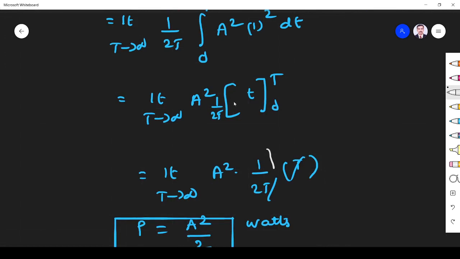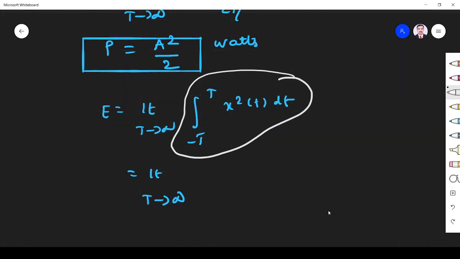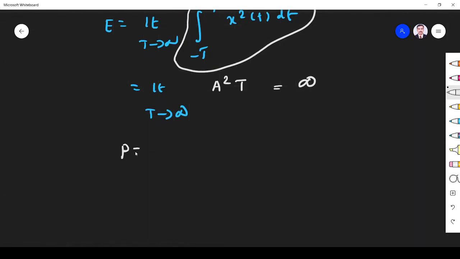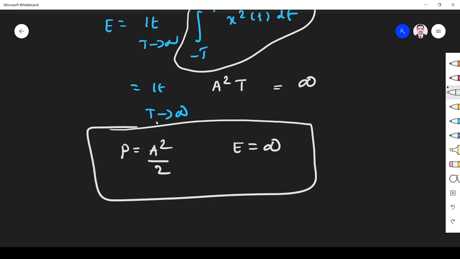Here you see we got a squared constant, and the integration will give t. So instead of that, I can substitute a squared into t. If you want, you can do it again. So as t tends to infinity, the energy will become infinity. So power is a squared by 2, energy is infinity. So for a step signal, it is a power signal because power is finite and energy is infinite.